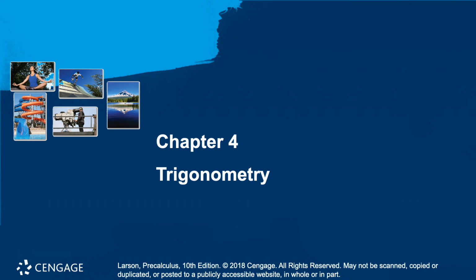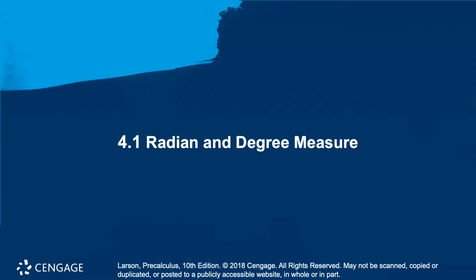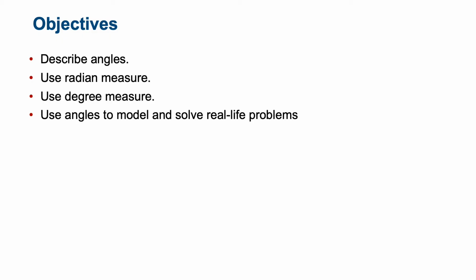Hello and welcome to chapter 4, which is one of my personal favorites. It has to do with trigonometry, and we would be remiss to not start with radians and degrees. What are they? How do we describe angles? How do we use radians? How do we use degrees? And then how do we use angles to solve problems?